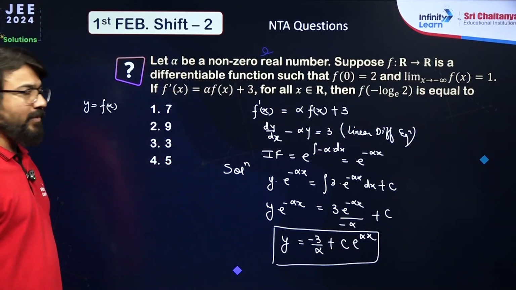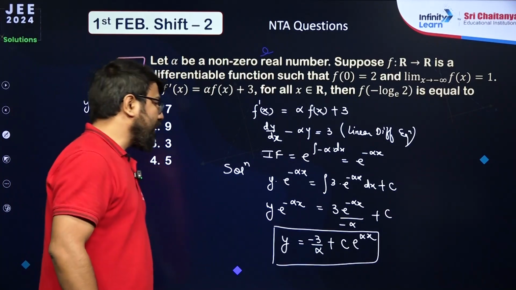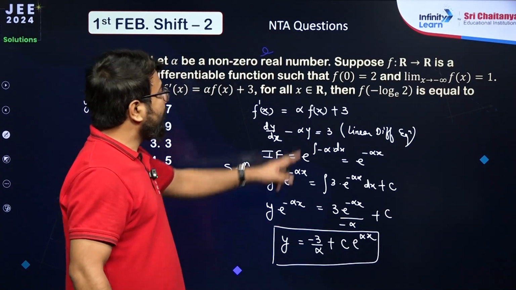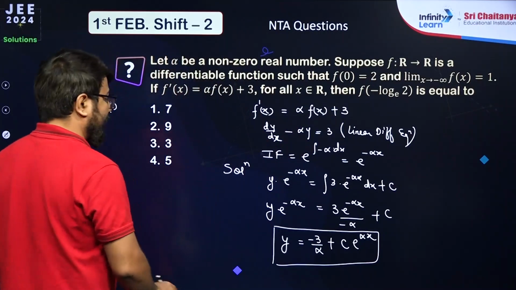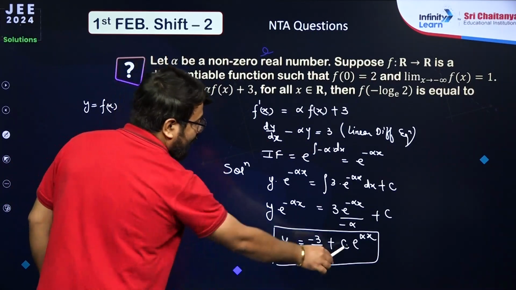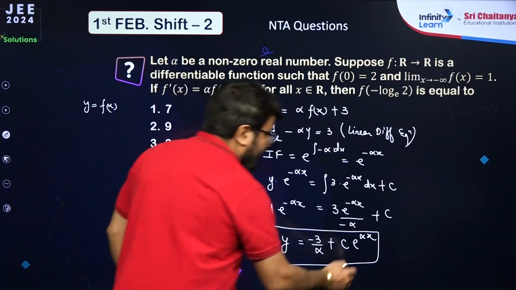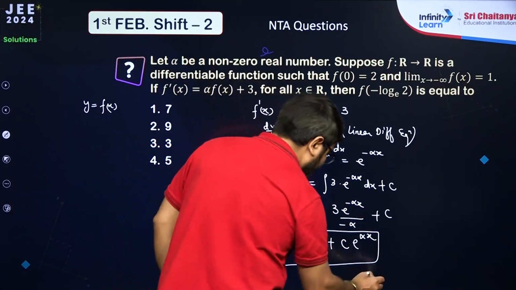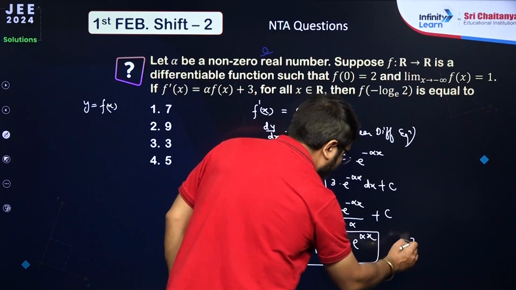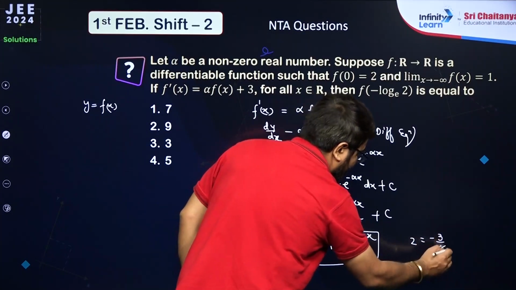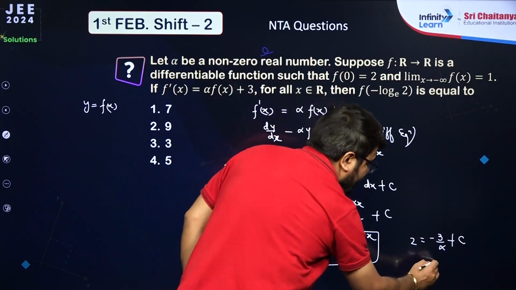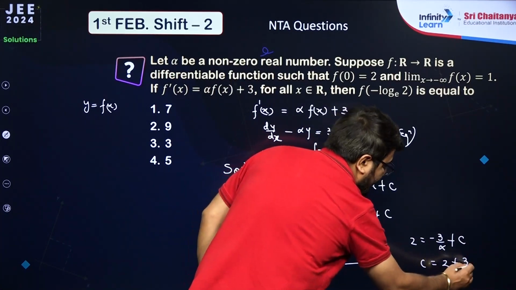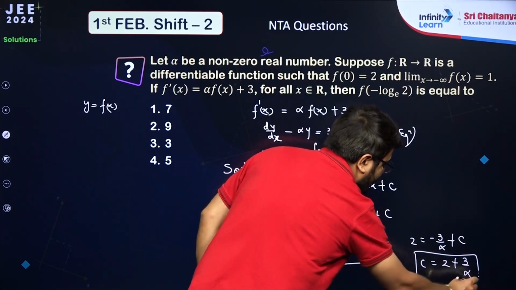My dear students, I hope this is clear to you. Now, it has also been said that if you keep the value of x as 0, then the value of y will be 2. So, on keeping the value of x as 0, e raised to the power 0 will be 1. So, from here, I can write that 2 is equals to minus 3 upon alpha plus c. So, the value of c can be written as 2 plus 3 upon alpha. I hope you understood this.